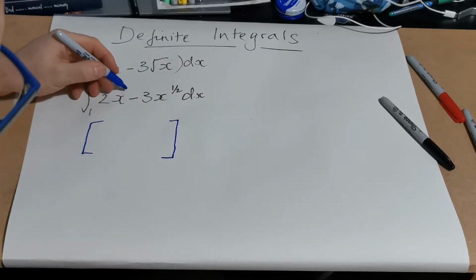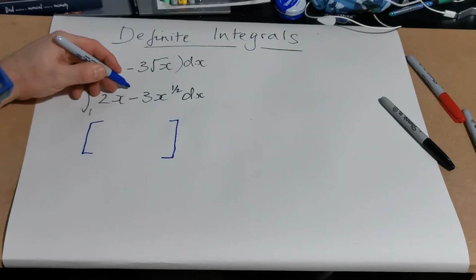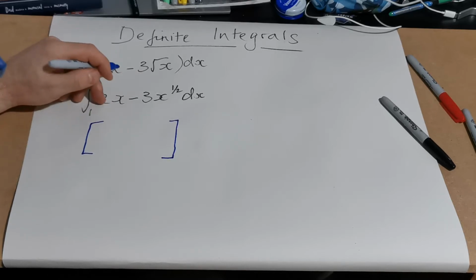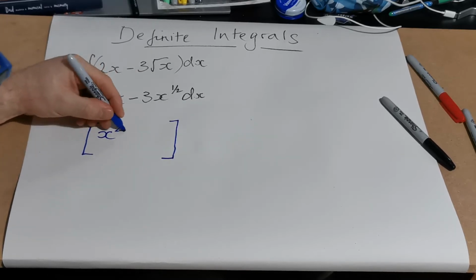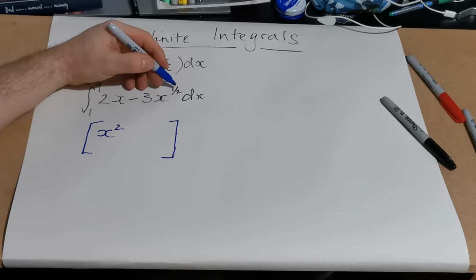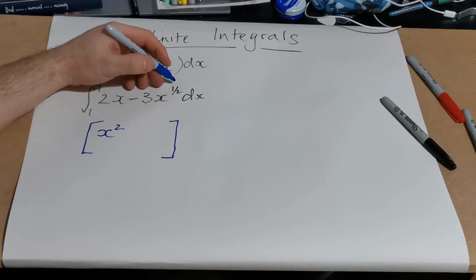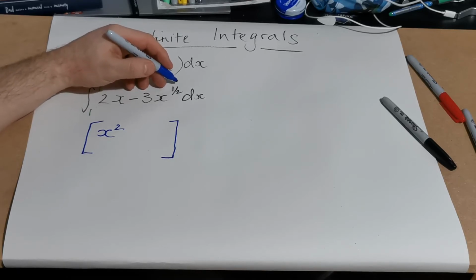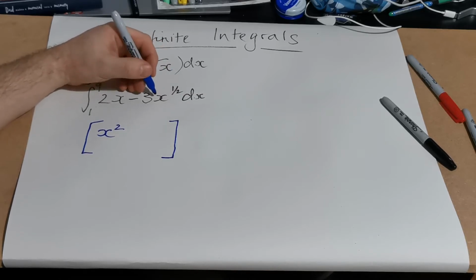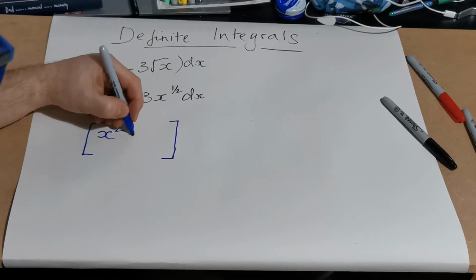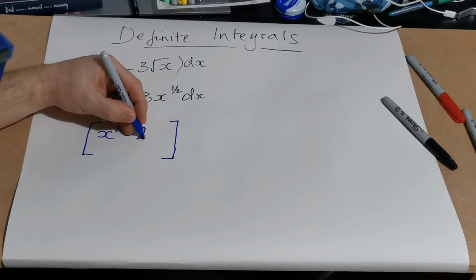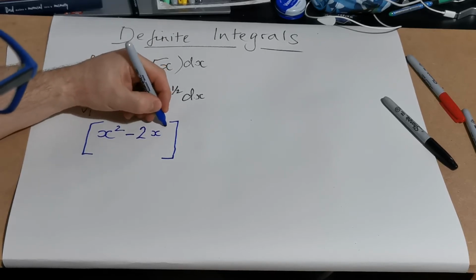Well, 2x, or 2 times x to the power of 1. If I raise the power by 1, I get 2, x squared, divide by 2, cancels that out, so we've got x squared. Now here, if I raise the power by 1, I get 1.5, so that's 3 over 2. If I divide then by 3 over 2, that's the same as timesing by 2 over 3. And 3 times 2 over 3 gives me 2. So it's minus 2 x to the 3 over 2.